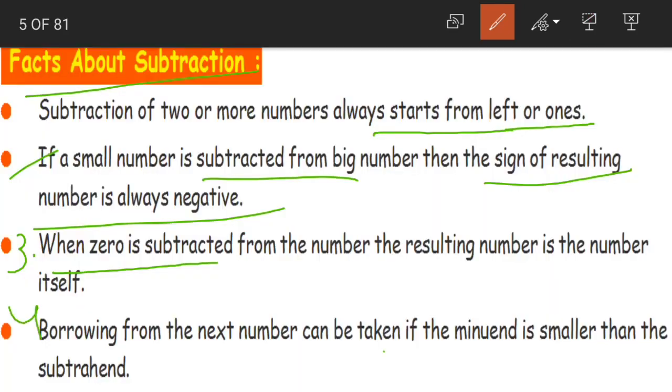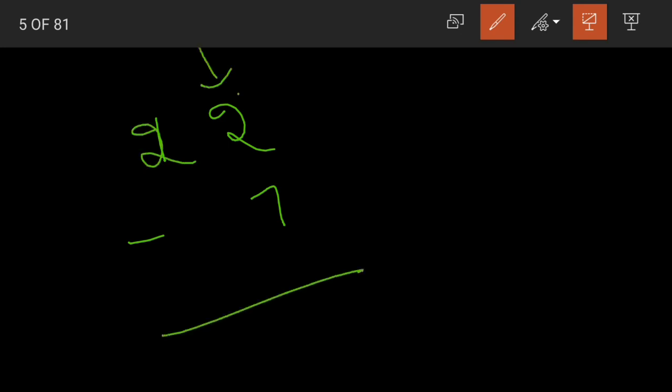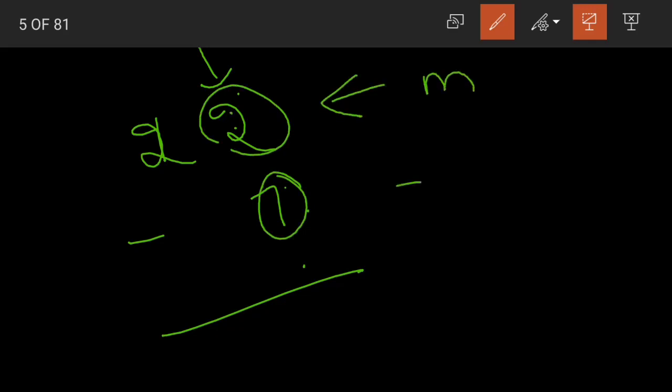Moving on to fact number 4. Borrowing from the next number can be done if the minuend is smaller than the subtrahend. What are they talking about? They are talking about borrowing. You know about borrowing, right, children? Suppose we have 22 minus 7. How do we start subtracting? We start subtracting from the ones place. What do we have here? 2 minus 7. This is our minuend, and this is our subtrahend. 2 minus 7.